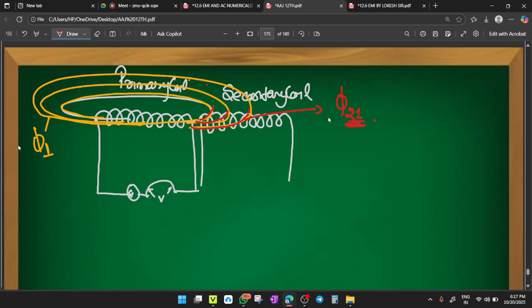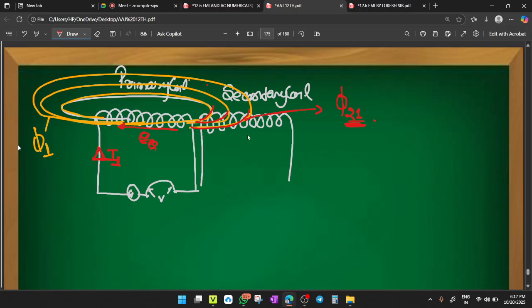Clear or not clear? Now you tell me, phi 1 is directly depending on the current in the primary coil. Yes or no? Because this flux is created by the primary coil. It is created by this current I1. So the flux phi 1 is controlled by this current I1. Right? If I1 increases, the amount of flux linked with the secondary coil also increases. If it decreases, then it also decreases. Okay. So there is an opposite EMF, a back EMF, that is called self-induced EMF.